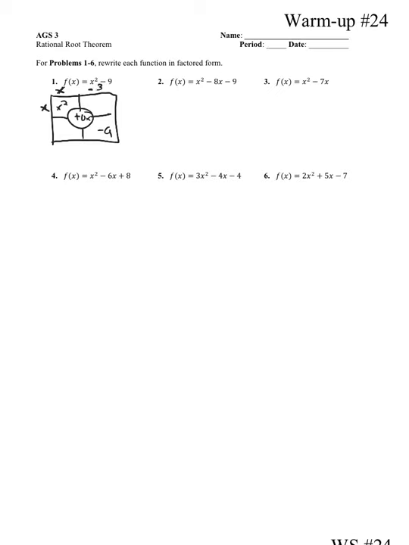So this is going to have to be +3 and -3, so that way I can get a 0x in the middle. So I can get a positive 3x and a negative 3x. All right, so this problem is going to simplify to x plus 3 and x minus 3.